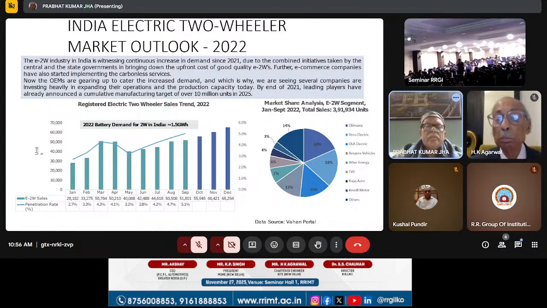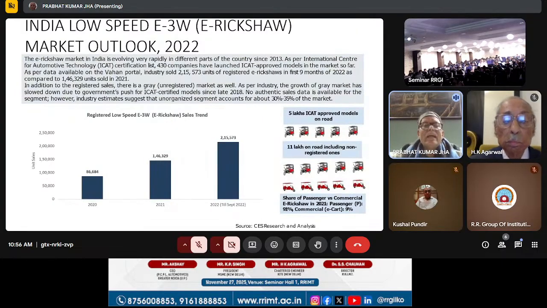And now the India low speed auto rickshaw market up to 2022. That is 2,15,573. You can go through this data. 5 lakh ICAT approved models on road, 11 lakh on road including non-registered ones, and the share of passenger versus commercial e-rickshaw in 2021: passenger is 91%, commercial e-carts are 9%.